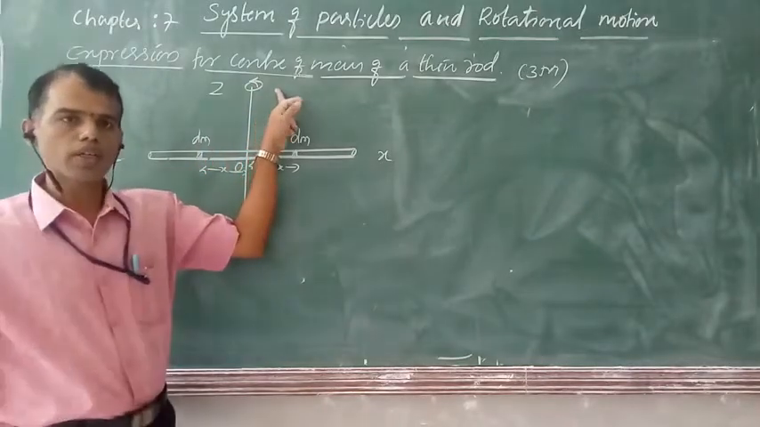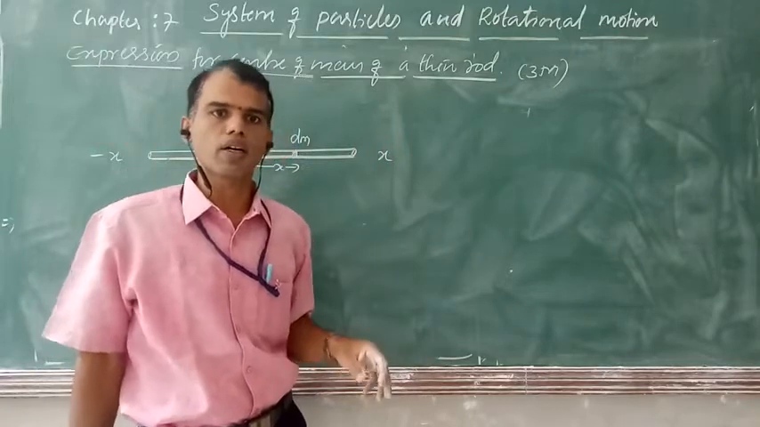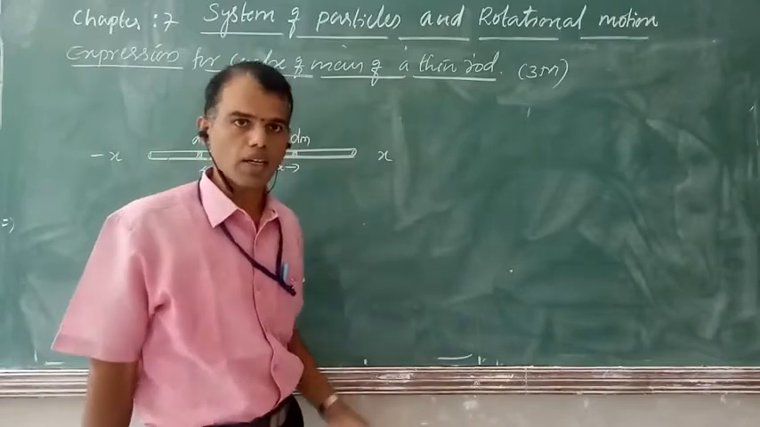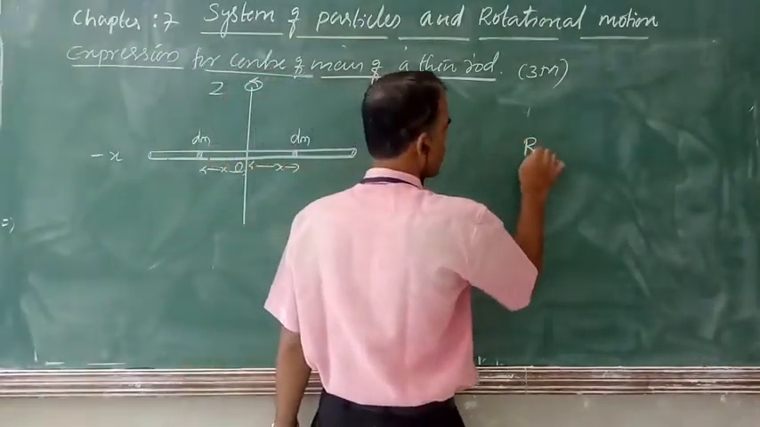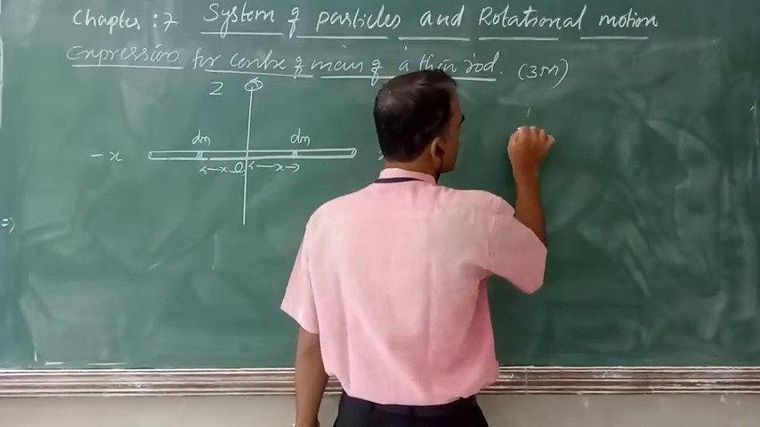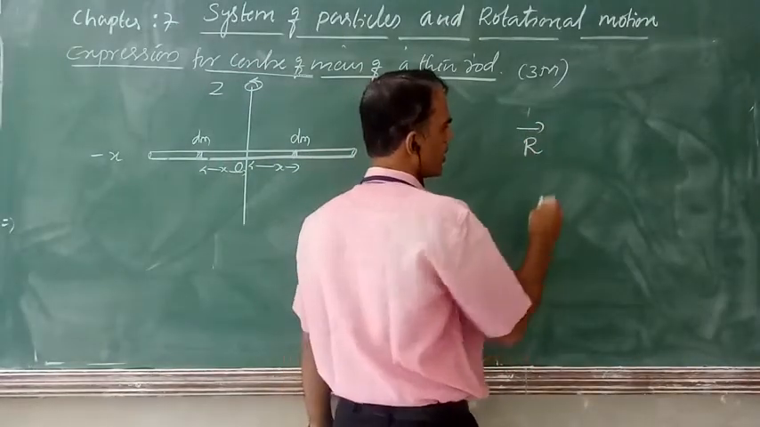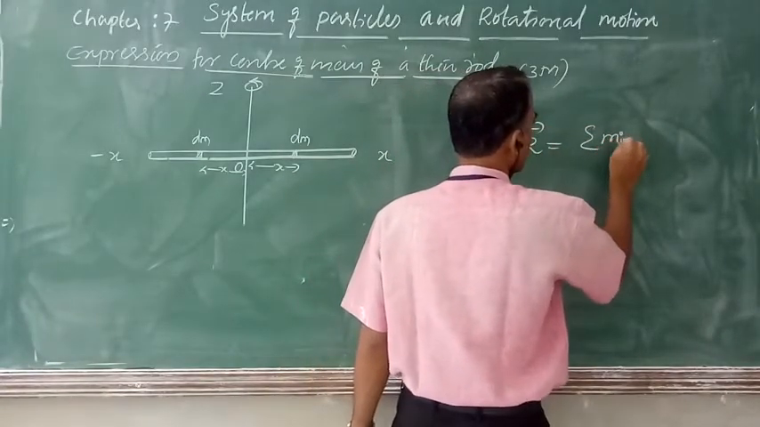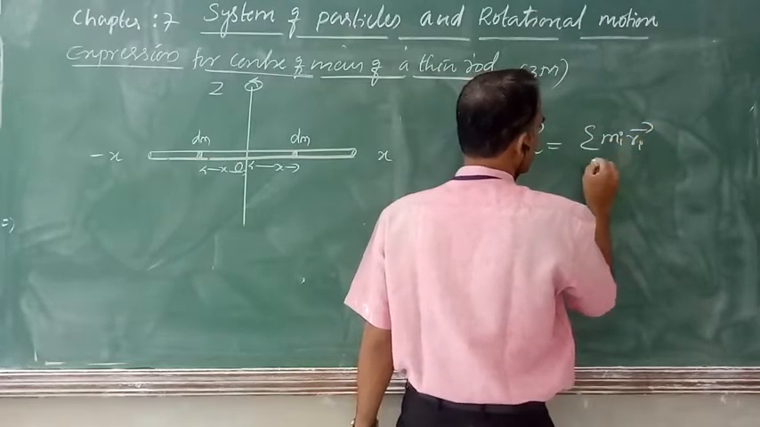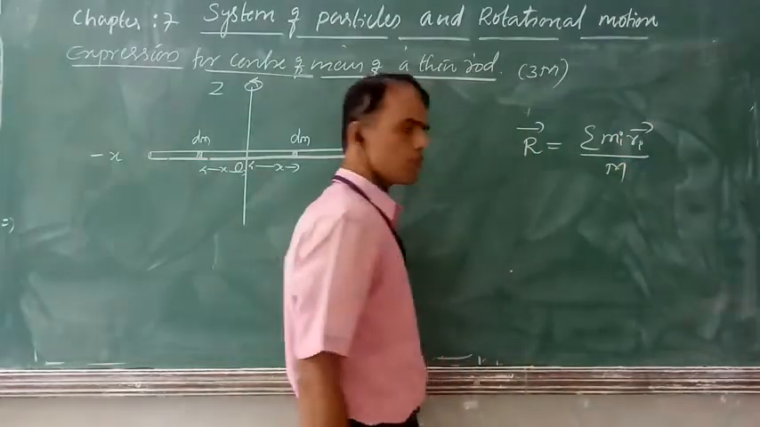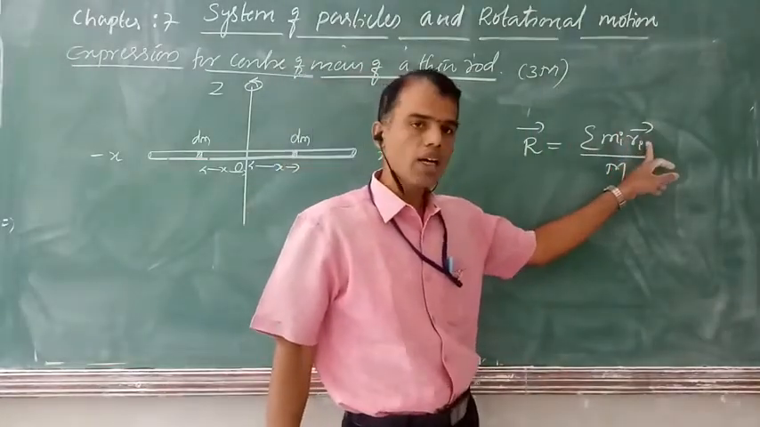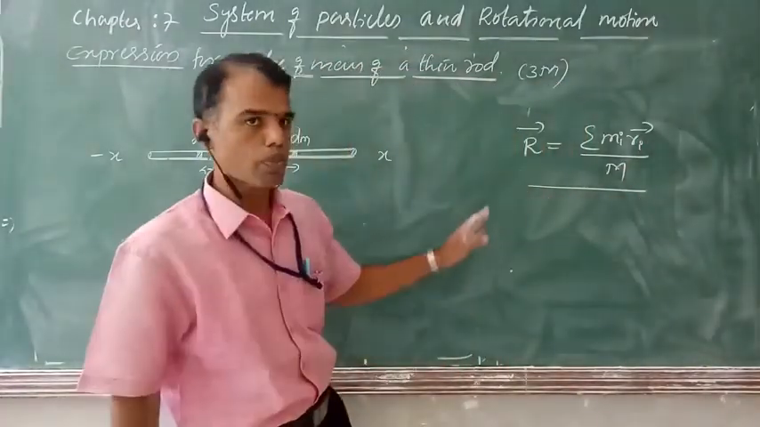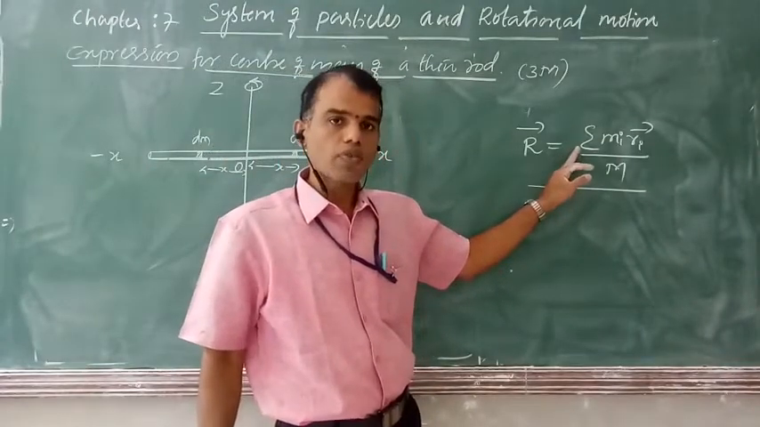We already came to know how to write the position coordinate of the center of mass of a two particle system, a three particle system, and in general we have written the position coordinate of the center of mass as R is equal to summation of mi Ri vector divided by M, or 1 by M into summation of mi Ri vector. So this is the position coordinate of the center of mass in case of a system of particles.